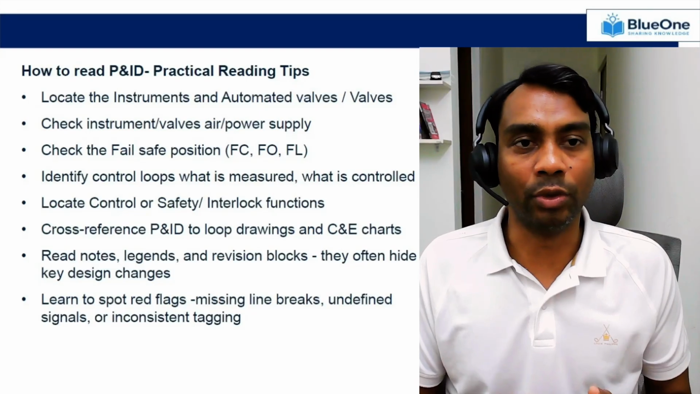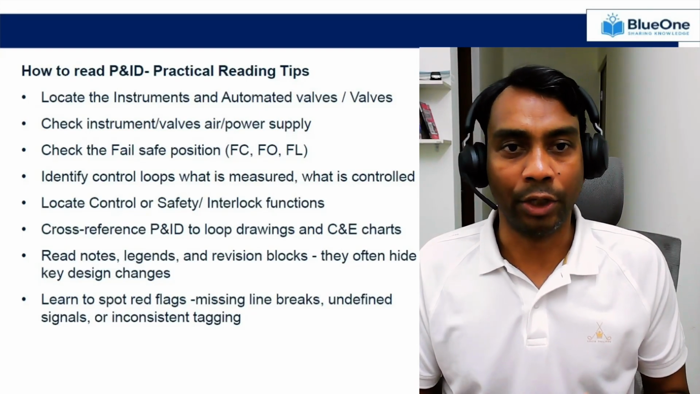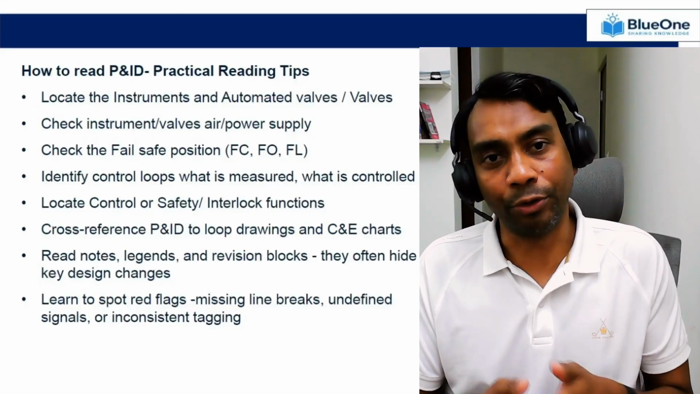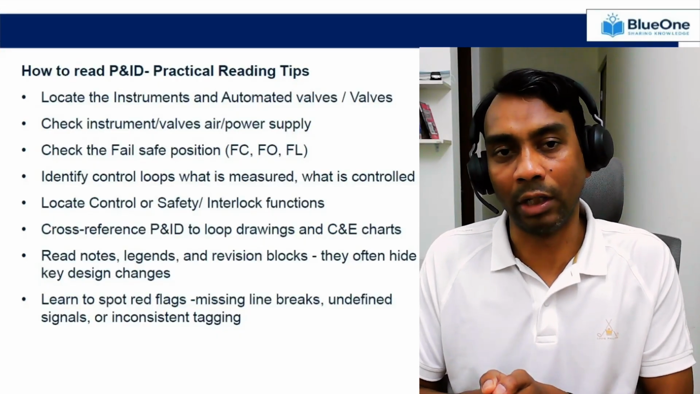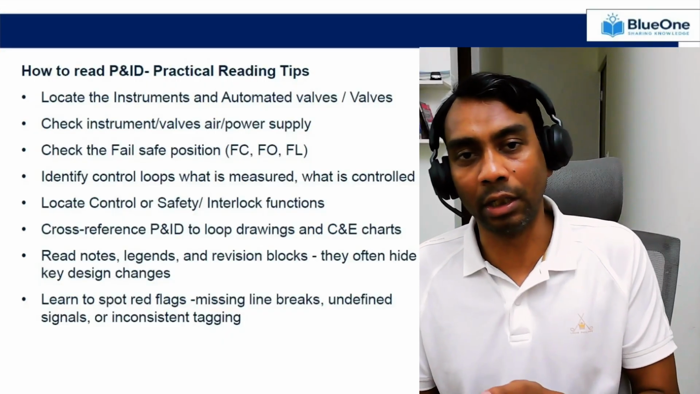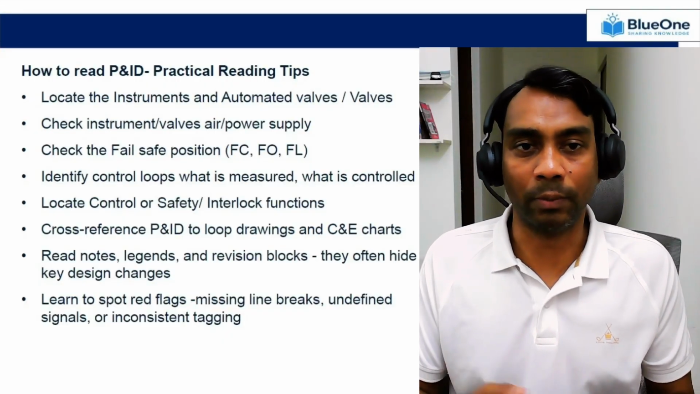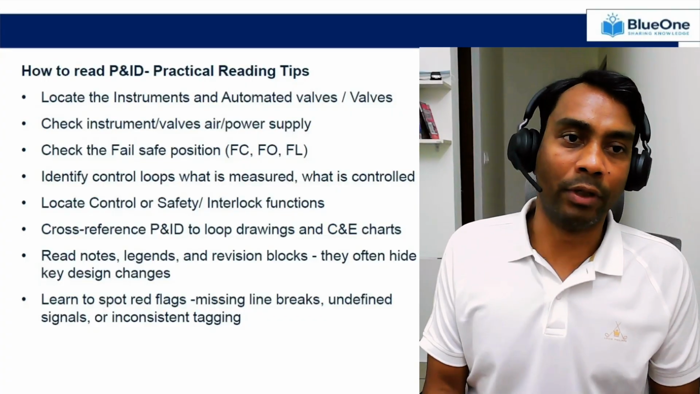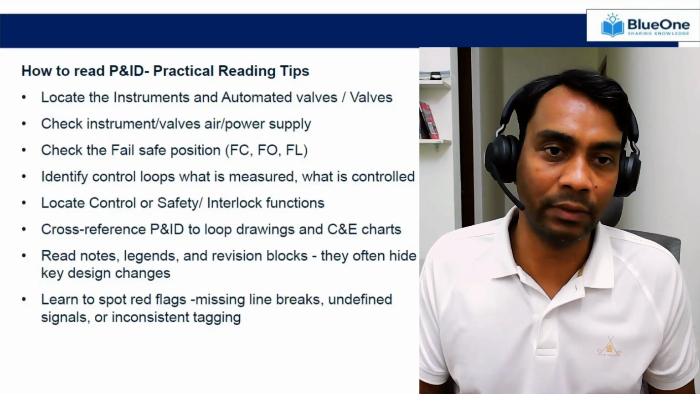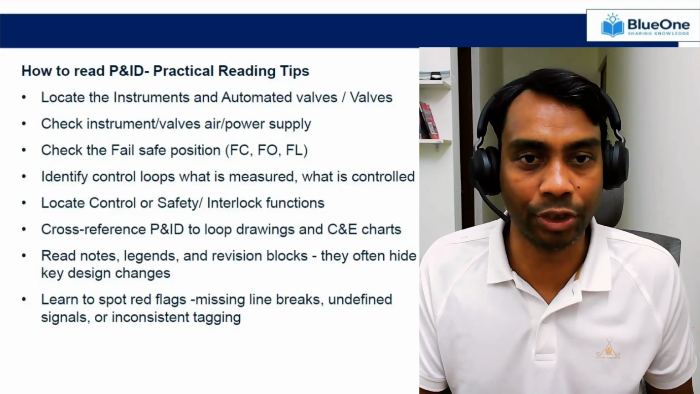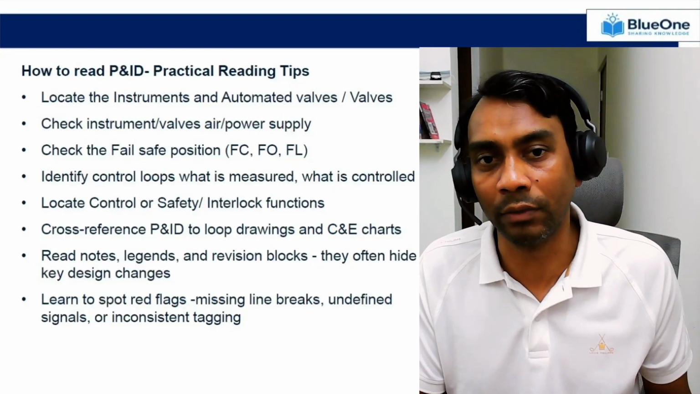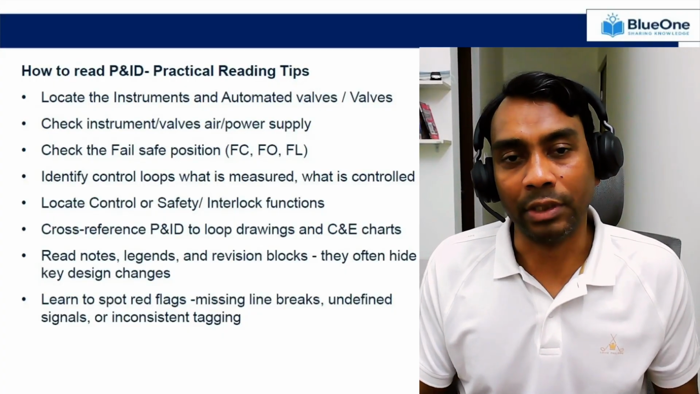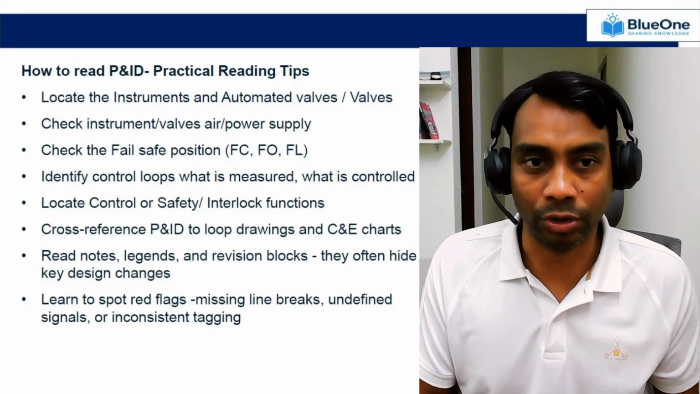So once you have located instrument and the valves, you can further see the type of the valve, and then what utilities are associated with that valve, like maybe pneumatic, electrical, and then you can check the power supplies and the air associated with that particular instrument or valve. Further, you can also check its fail safe position, maybe fail close, fail open, fail in last position. You can also further navigate if it is a manual valve, either car seal open, car seal close.